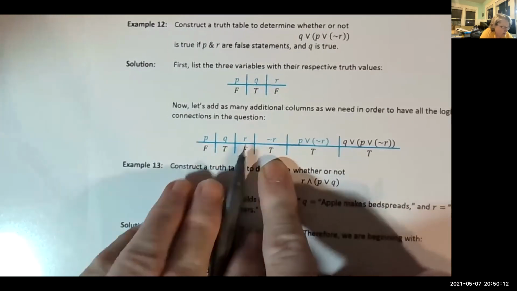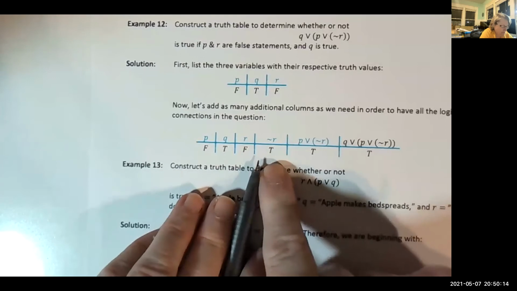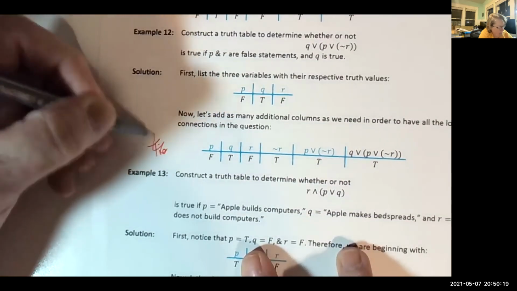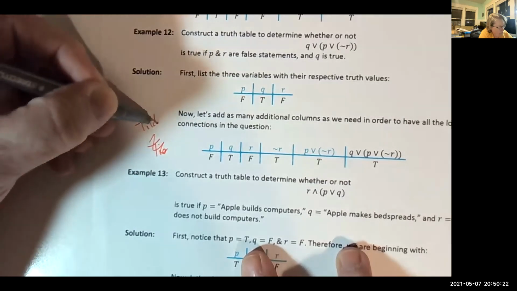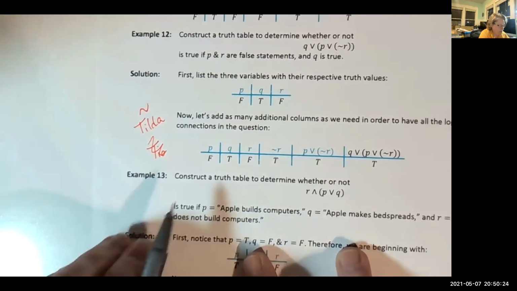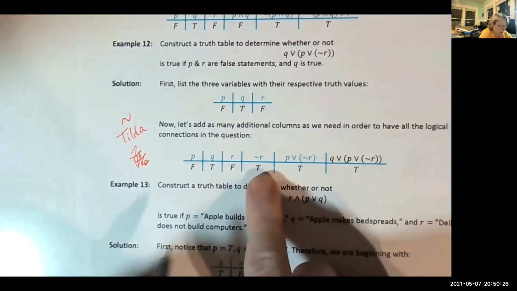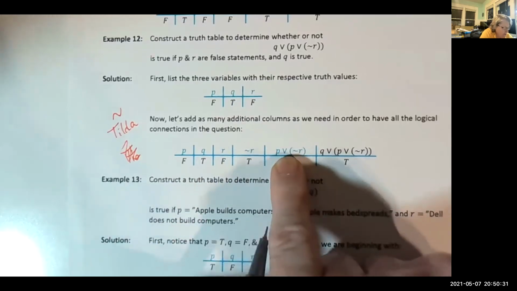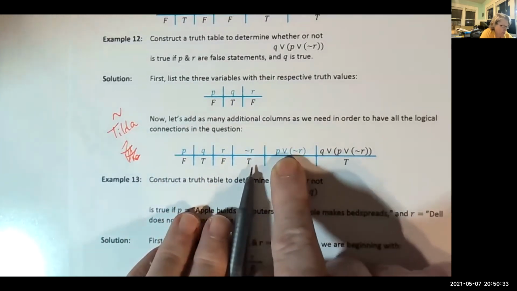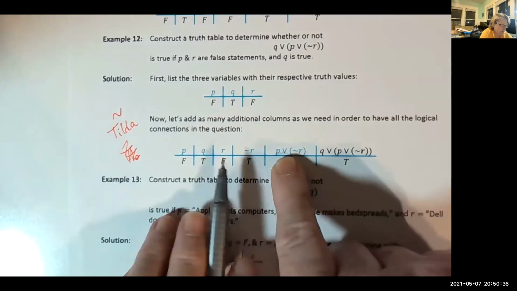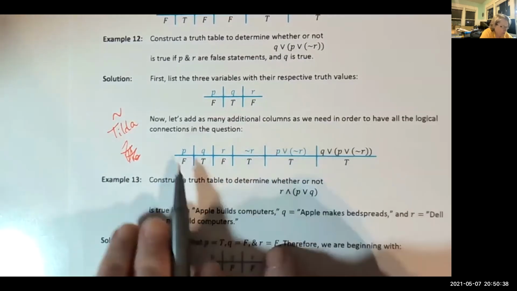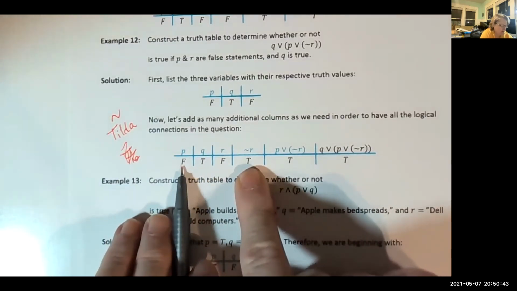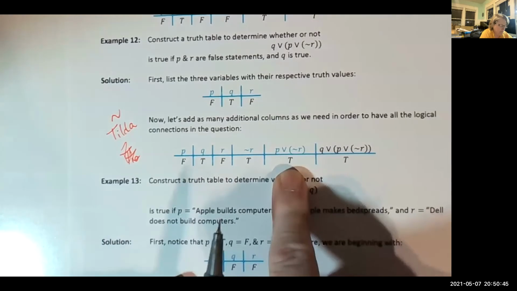Tilde R, since R is false, tilde R is true. Remember that word I'm saying is tilde. That's the name for that symbol. So we've got tilde R is true. Now we're ORing P and tilde R together. If at least one of them is true, the outcome is true. Well, here, tilde R is true, so it doesn't really even matter what P is. The outcome is going to be true.